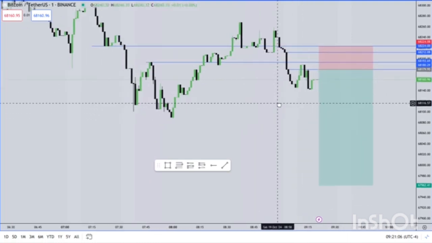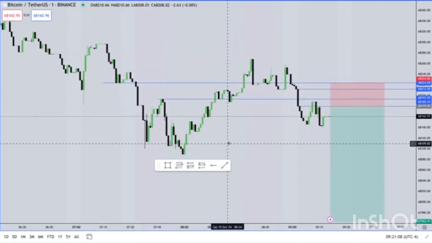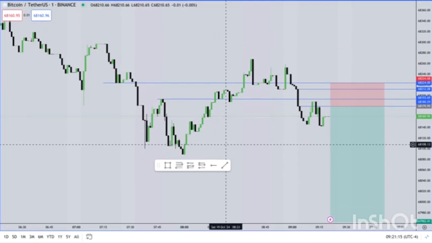So what I want to do now is to teach you market structure shift, but before I teach you market structure shift, I want you to go and find those fair value gaps first. You won't be able to use it as your entry yet, but before you can start using it as your entry, I'm going to teach you market structure shift first. So first, go and define the fair value gap.